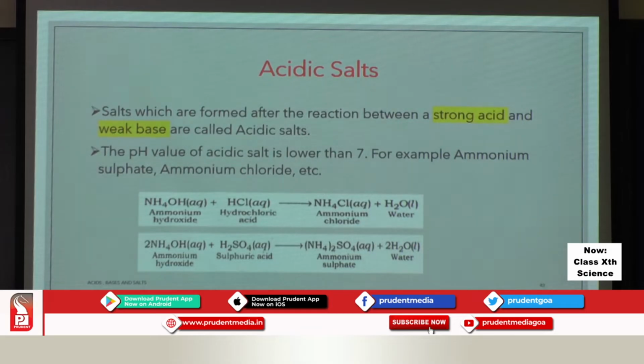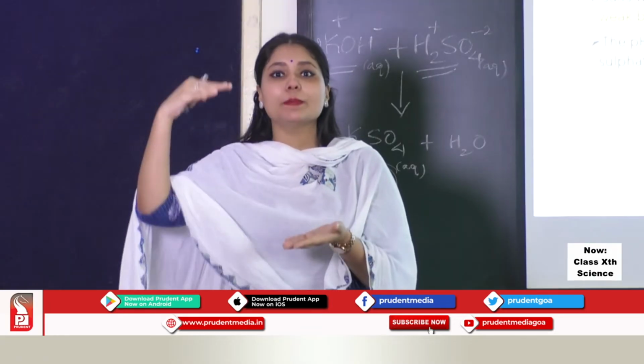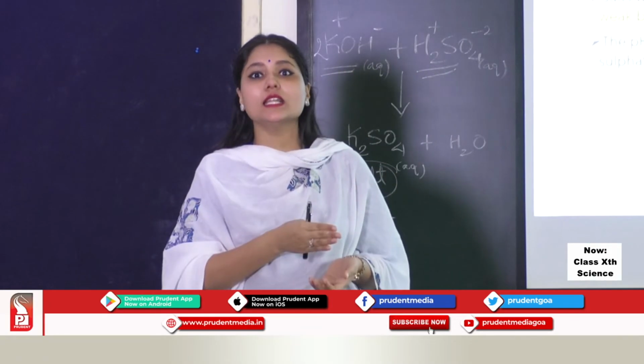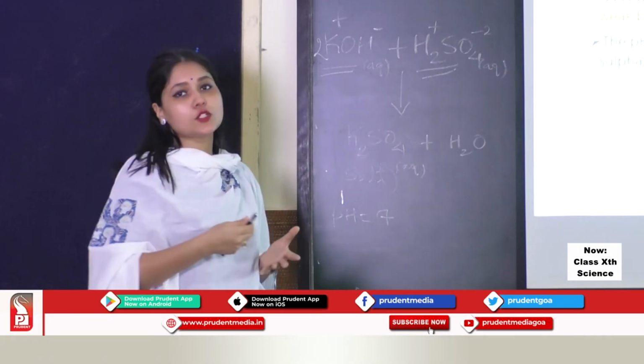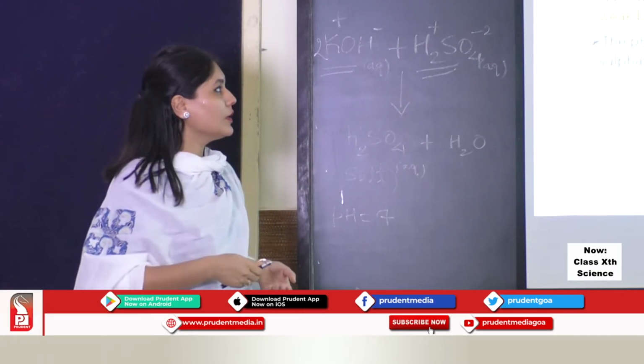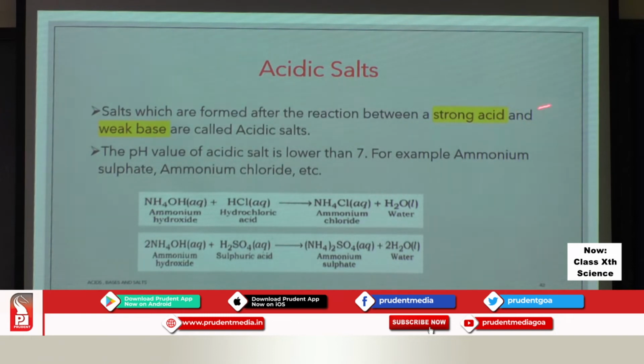When I am talking about acid, that means the pH value is going to be less than 7. Now how are acidic salts formed? They are formed when there is a reaction between a strong acid and a weak base. The pH value of an acidic salt is lower than 7. For example, ammonium sulfate and ammonium chloride are acidic in nature.